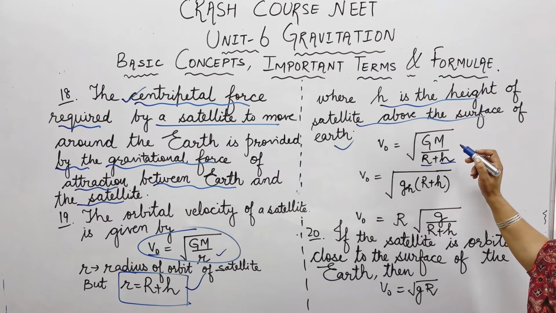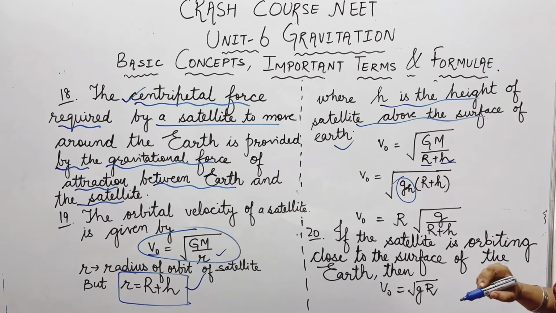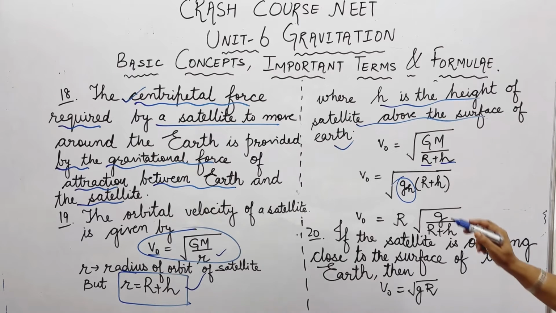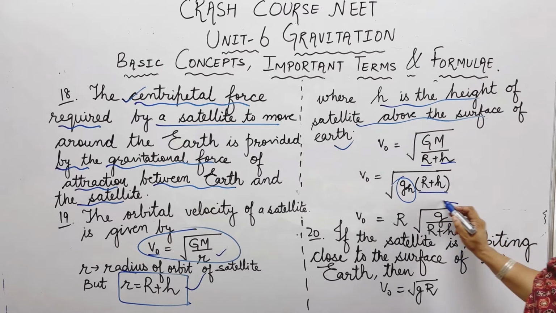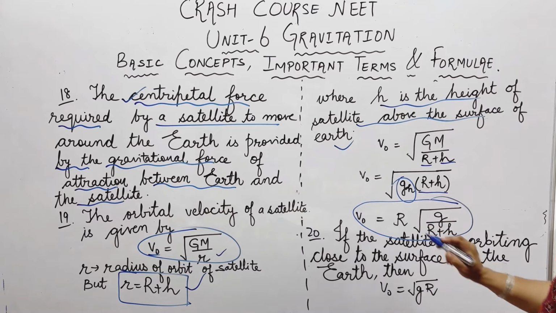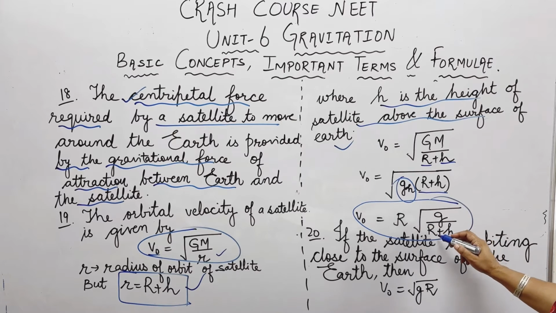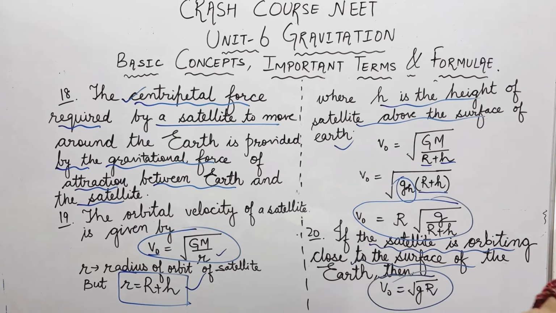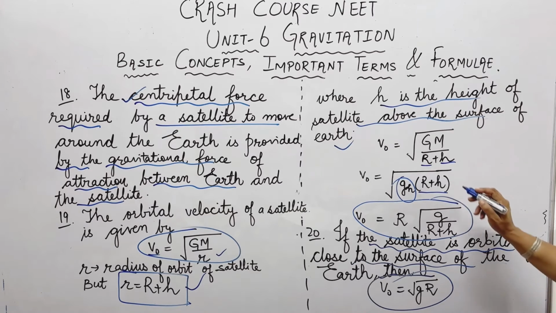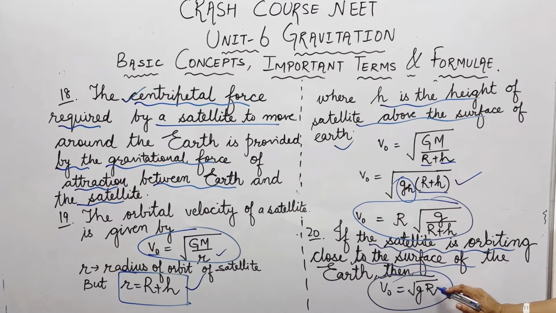And this value is concerned with the acceleration due to gravity at the height, and this is given by g_h = g(R/(R+h)). Or we can also write it down like this: the radius R can be taken outside, and g over (R + h). If the satellite is orbiting close to the surface of the earth, then orbital velocity is equal to under root of acceleration due to gravity into R. It means that in the relation we have taken, h is neglected in this case, if it is very close to the surface of the earth. So h can be neglected here.